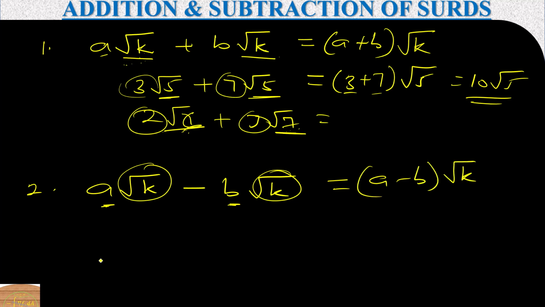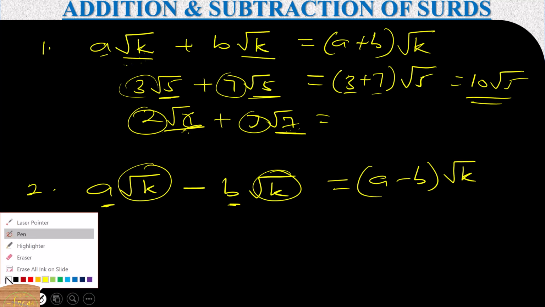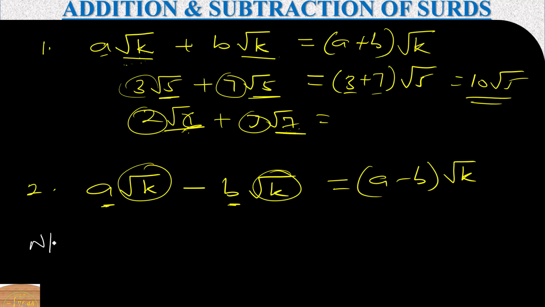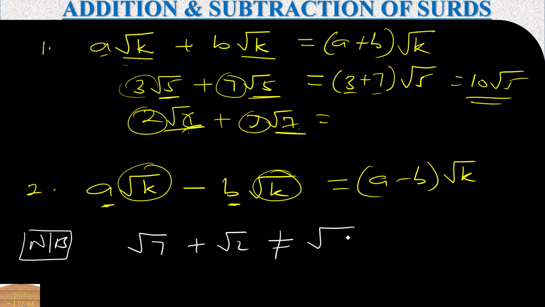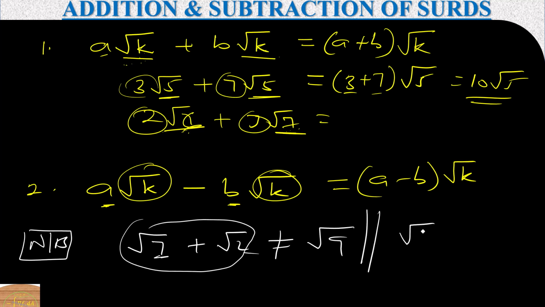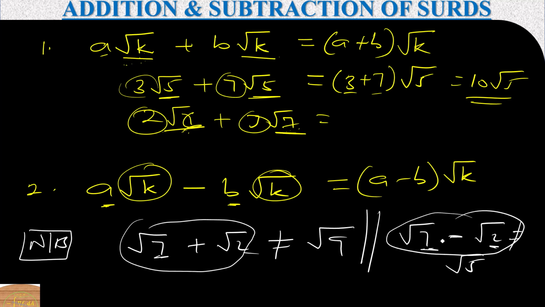Okay, all right. Now let's note this down. Note: root 7 plus root 2 is not equal to root 9. Don't think this is 7 plus 2. No, so this one remains the same. And also root 7 minus root 2 is not equal to root 5. Don't say 7 minus 2. No, this one also remains the same.